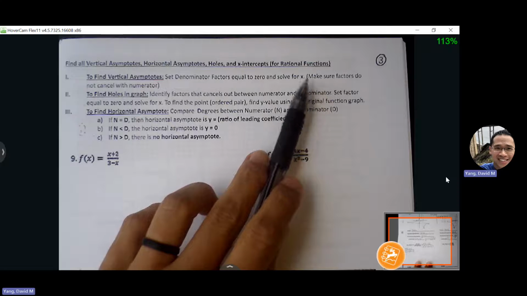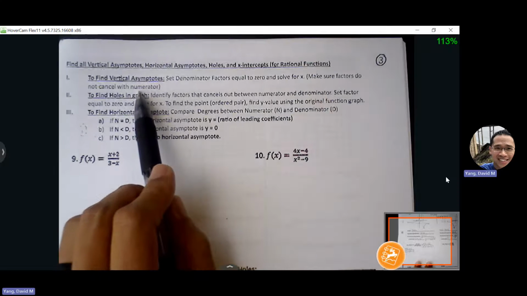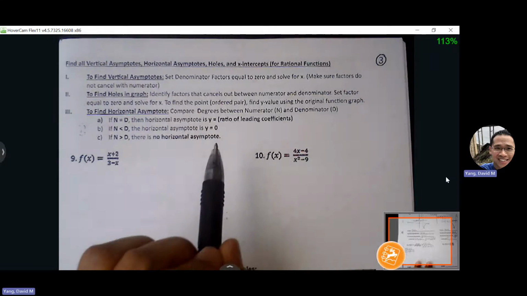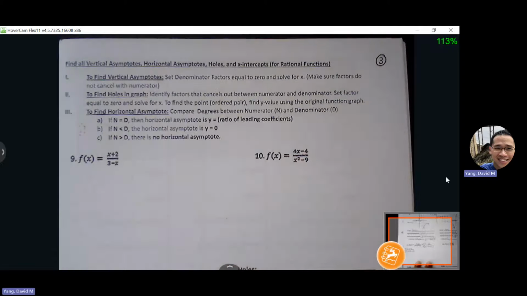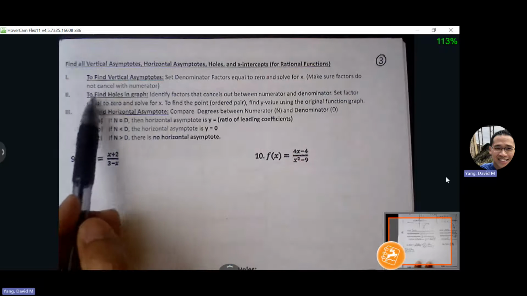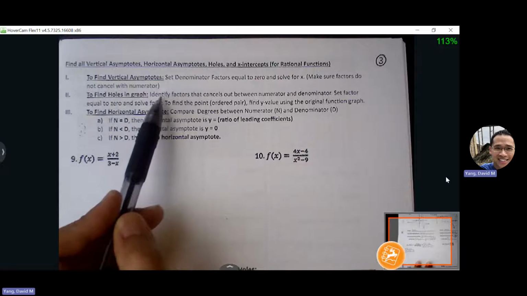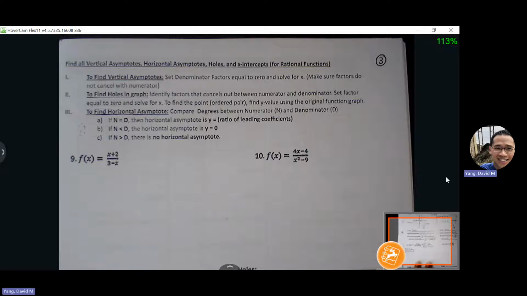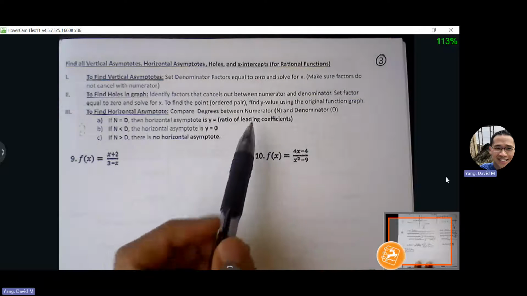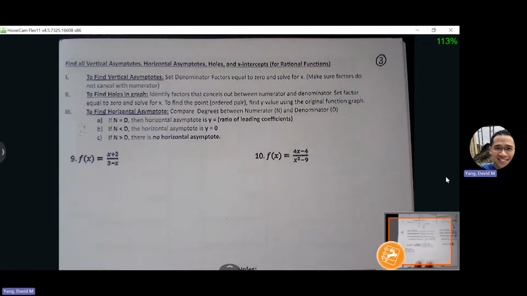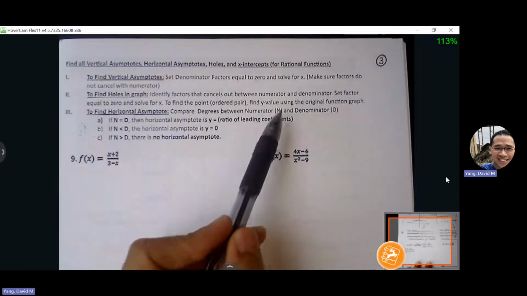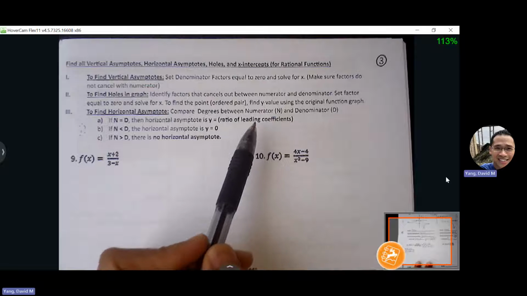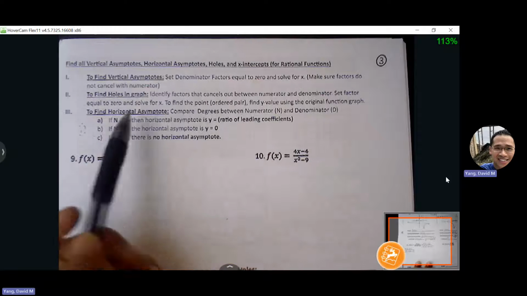And then we want to make sure that the factors do not cancel with the numerator. If a factor in the denominator matches with the numerator, then that's going to be the location for a hole. So the way we find a hole in the graph is if we see identical factors in the numerator and denominator, we can pair them up, we can cancel them out, and that will tell us a location that there's a hole in the graph. And I'll walk through how we can find that particular ordered pair where that hole lives on the graph.